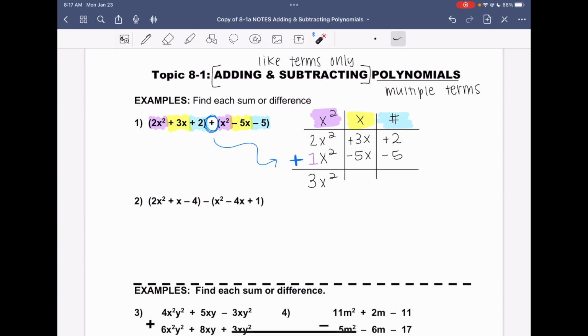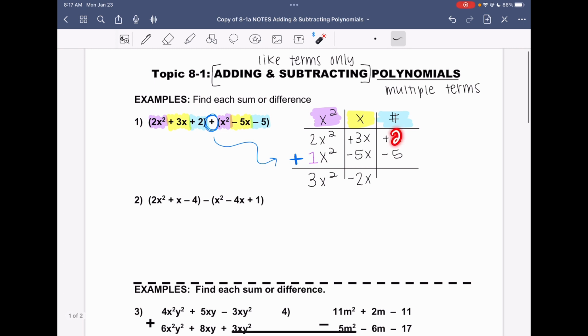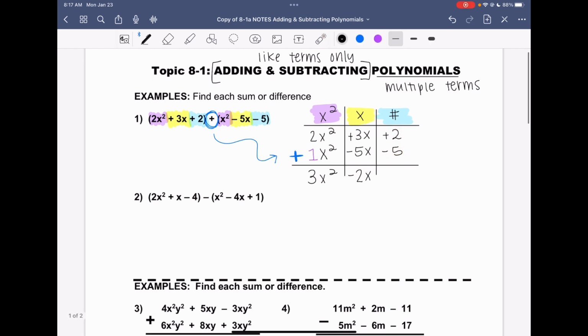Okay, and then I have a 3x plus a negative 5x, which if you put that in your calculator, you get a negative 2x. And then I have a positive 2 plus a negative 5, which will get us a negative 3, and that is our answer. 3x squared minus 2x minus 3.